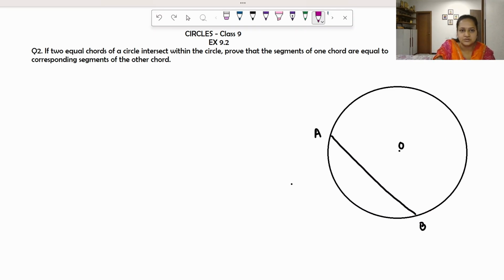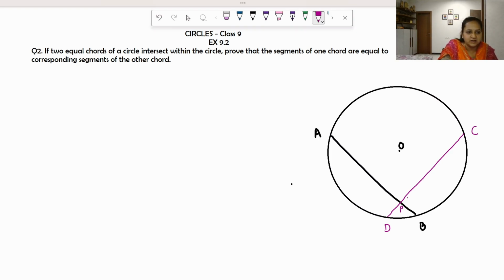The two chords have to be equal, children. So let's mark them. We have two chords AB and CD. They are intersecting within the circle. Let me call that point P. Let P be the point where the two equal chords intersect. We want to prove what? The segments of one chord. Now, what are the segments of chord AB? Because of the intersection, chord AB has been divided into two segments, AP and PB. Likewise, chord CD has been divided into segments CP and DP.